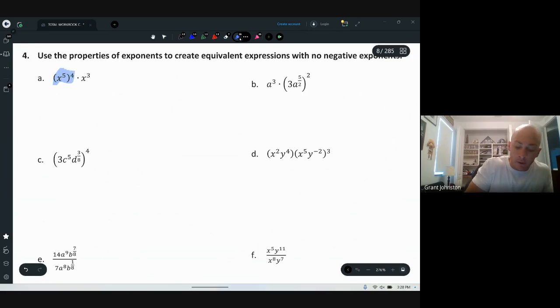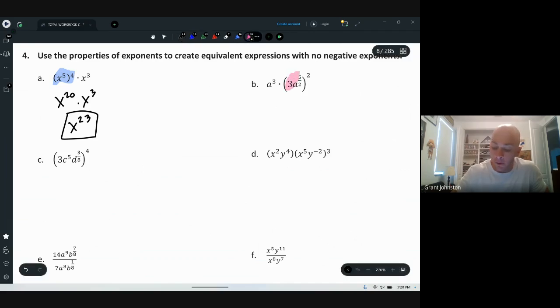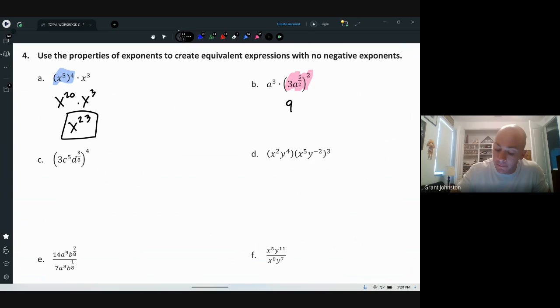We're going to do this part first. We're going to multiply there. That's going to be x to the 20. And then we add them together. That's going to be x to the 23. I'm going to do this part first. 3 to the second power is 9. And then 5/2 times 2 is just 5. I still have my a to the 3. So the a to the 3 and the a to the 5 would make a to the 8th. So I have 9a to the 8th.